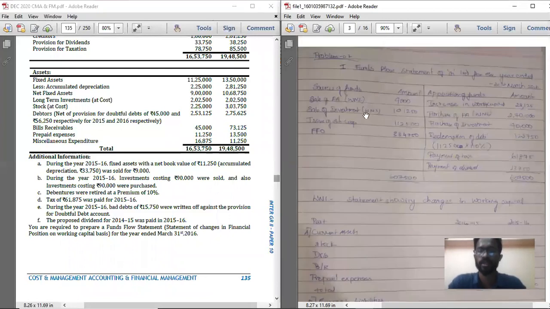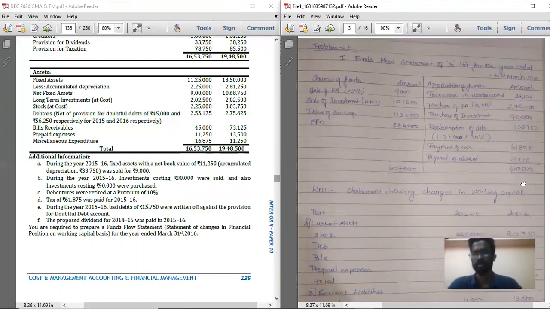Then coming to the fund flow statement, take down all the sources of funds and applications of funds. The total amount will be 6,07,500 on both sides. Here I'll show each statement just for 2 seconds. When you want, just pause the video and check your answers. Now start your answers. Just pause the video and start your answers.